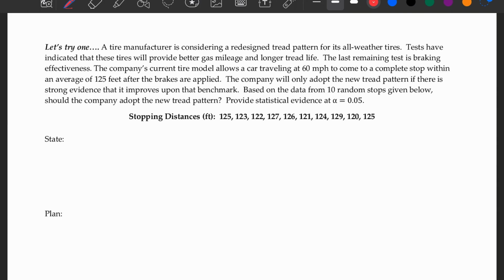Now that you have done that, hopefully, let's go ahead and continue along here. So let's state. Remember that's stating our hypotheses, defining our variable. So let's talk, what is our null hypothesis? Well, the null hypothesis is sort of that status quo, the no difference. So the old pattern has a stop distance of an average of 125 feet. And we're only willing to accept this new tread pattern if, in fact, that average falls below that benchmark.